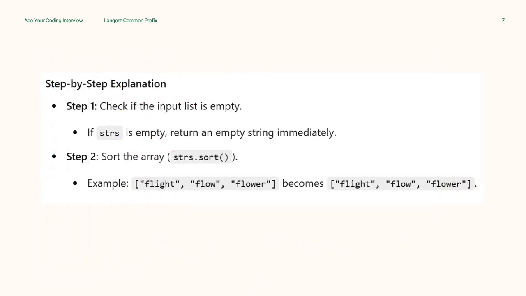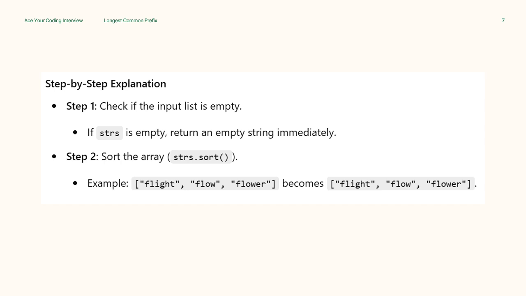The first step in the solution is to check if the input list of strings is empty. If the list is empty, there is no common prefix to find, so the function immediately returns an empty string. This ensures the algorithm handles edge cases effectively.